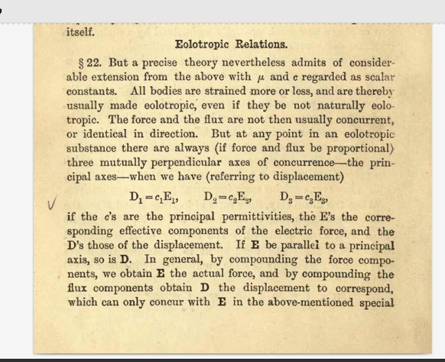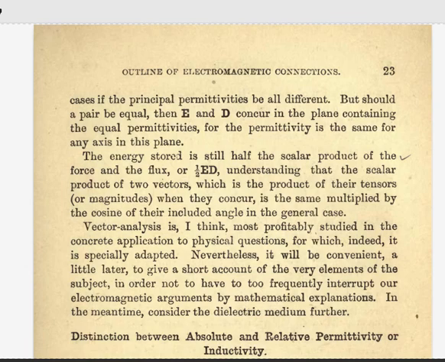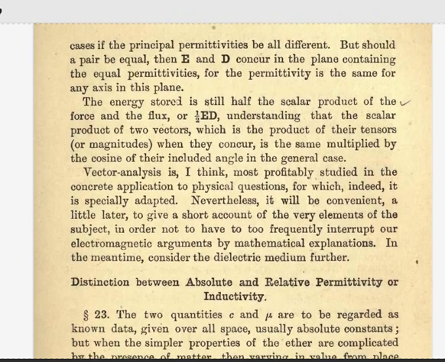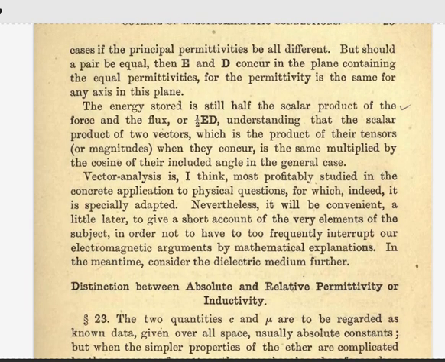In general, by compounding the force components, we obtain force E, the actual force, and by compounding the flux components, we obtain D, the displacement, to correspond, which can only concur with E in the above-mentioned special cases if the principal permittivities be all different. But should a pair be equal, then E and D concur in the plane containing the equal permittivities, for the permittivity is the same for any axis in this plane.